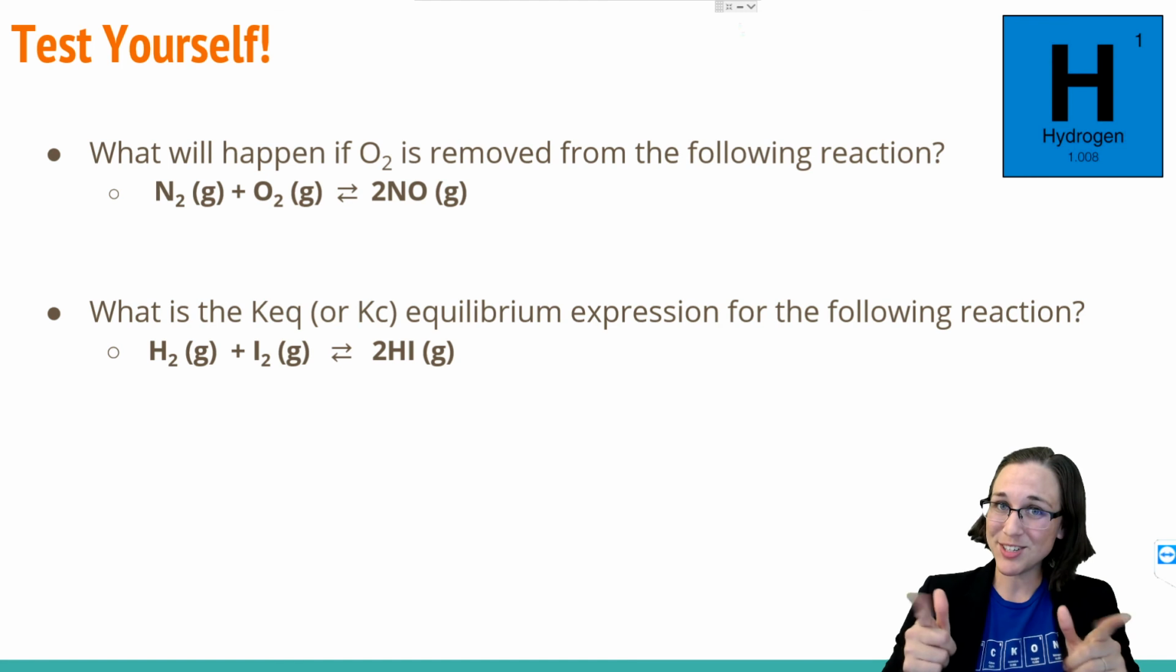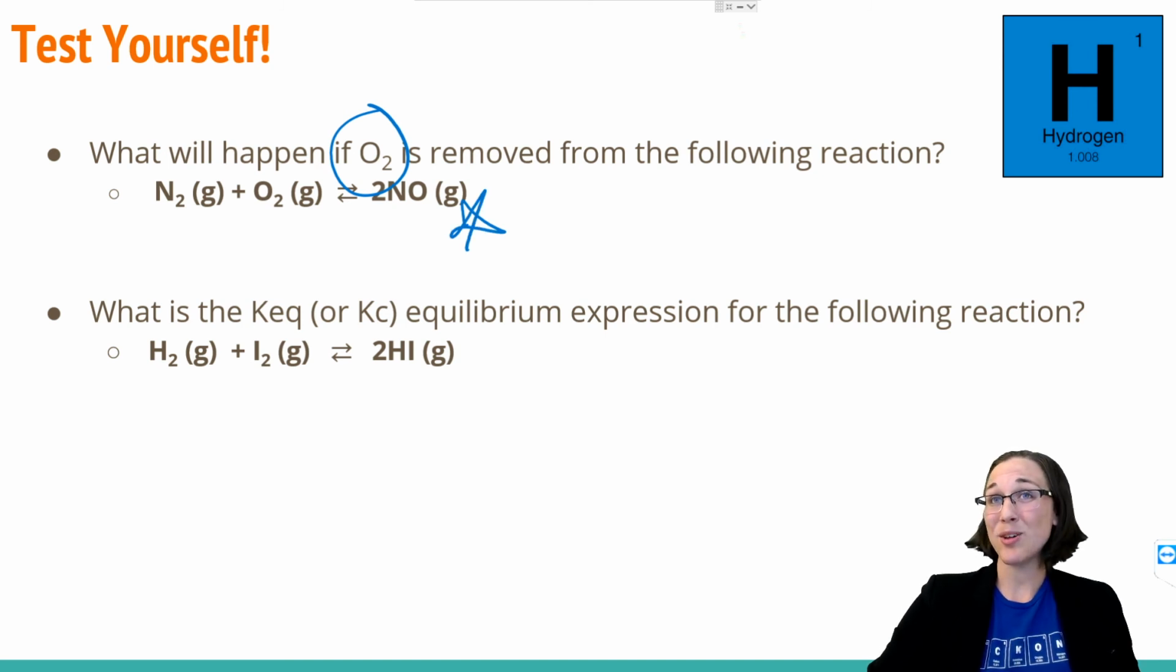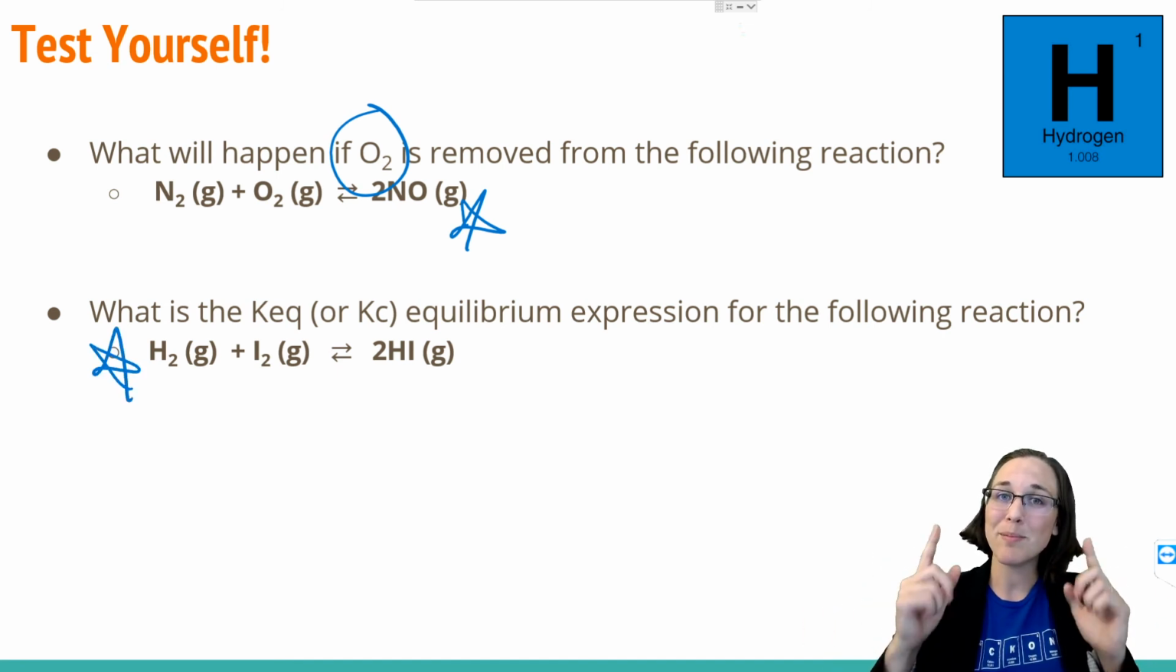Make sure you test yourself on these concepts before you move on to how to use KEQ to calculate. Make sure that you can answer what will happen if O2 is removed from the following reaction, and what the KEQ or Kc or K equilibrium expression is for the following chemical reaction. If you'd like to check your answers, go ahead and comment below and I'll be sure to let you know.